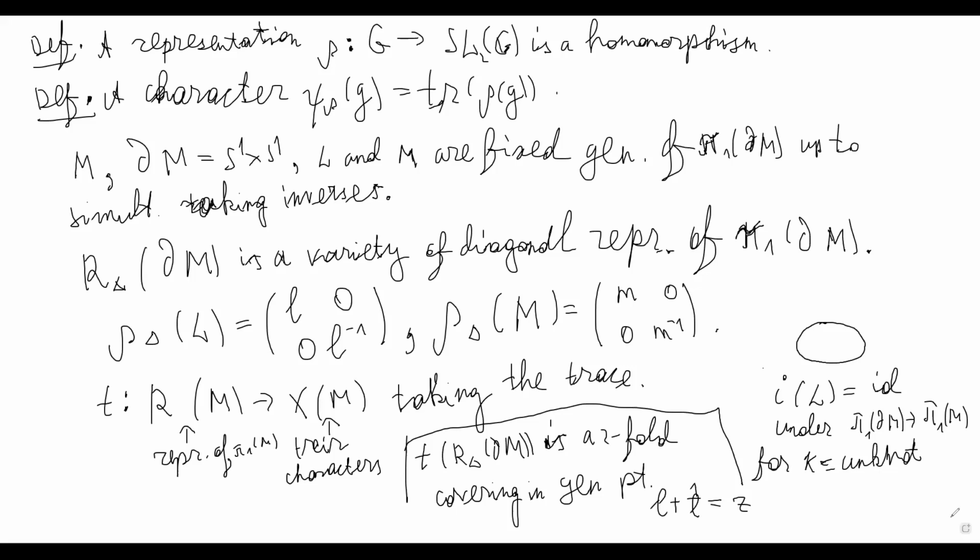Let's go further. Now we'll introduce our main player, D of M. Yes, so the construction was dependent on taking two representatives. Okay, so what is it?